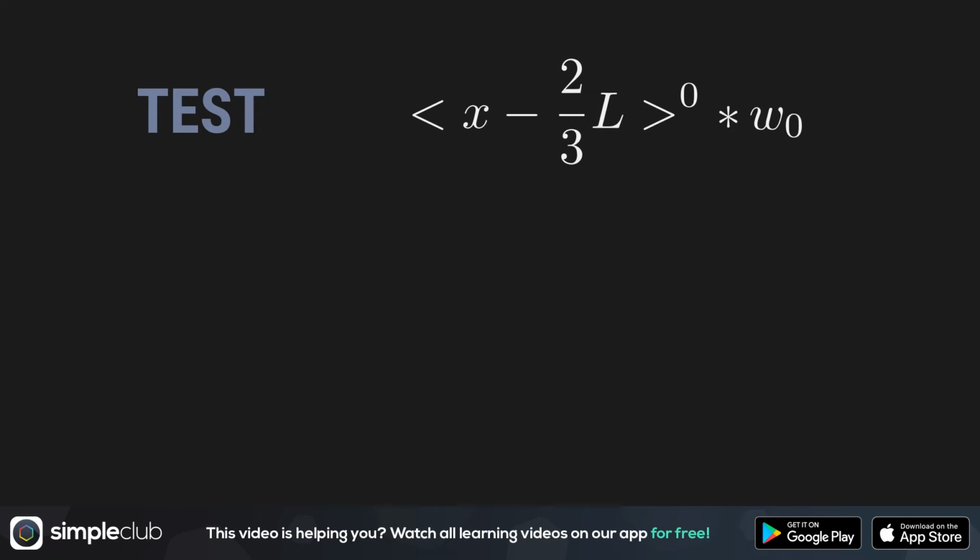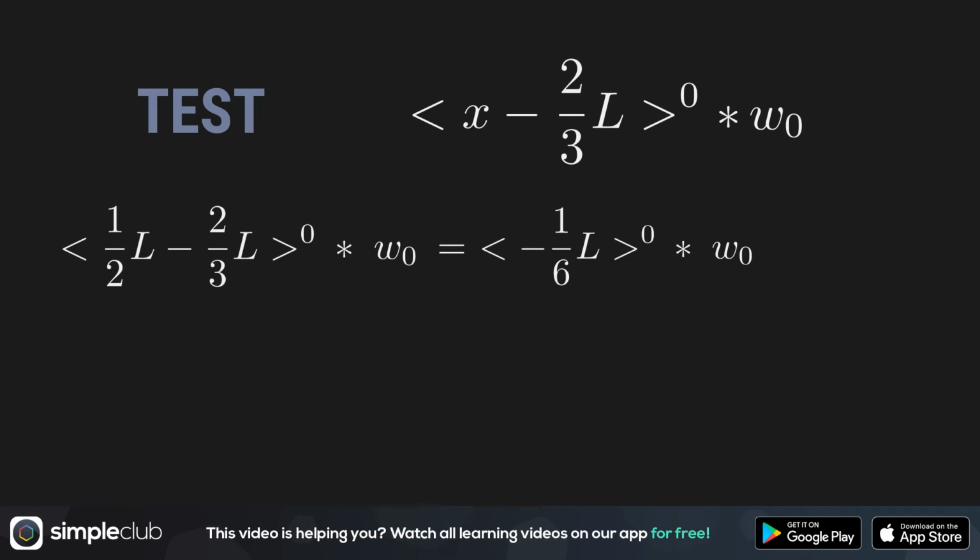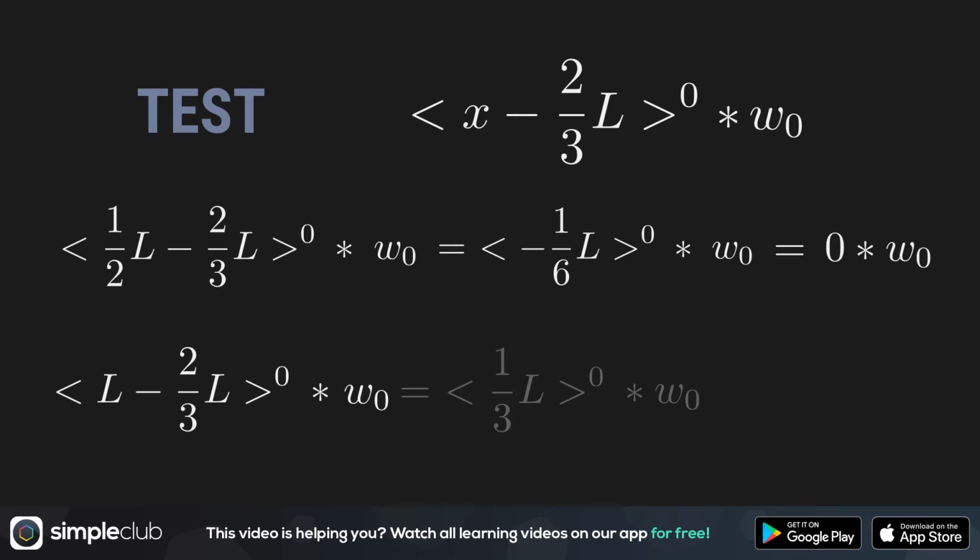But we're going to go ahead and check one more time if this is right. Let's go ahead and plug in a value for x that's less than the value of the starting point. Let's say 1/2 L. Then the value we get in the brackets is minus 1/6 L, which gives us 0. Awesome! Now let's try it with a value that's greater than the starting point, say plain L. 1/3 L is a positive value, but because of the 0 exponent, we're actually going to get 1 for the whole expression. So now we can see that we have the right answer.